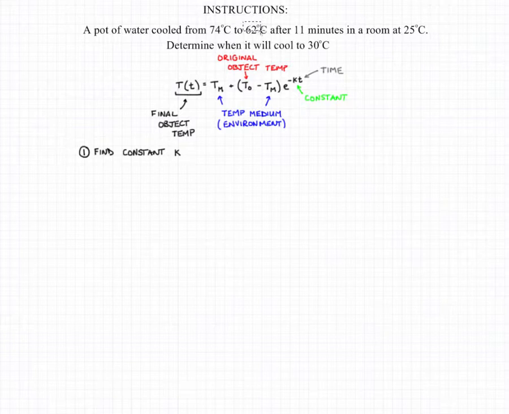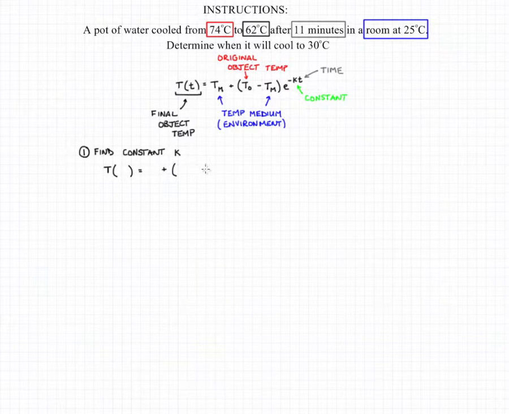So we know that the final object temperature was 62 degrees. We know that the temperature of the medium, or the environment, was 25 degrees. We know that the object started at 74 degrees, and we know that it cooled for 11 minutes. So we need to take all that information and plug it into our equation. Now T of 11 in this case is actually the final temperature, so that's going to equal 62. And that will equal then 25 plus 49 times e to the negative 11k.